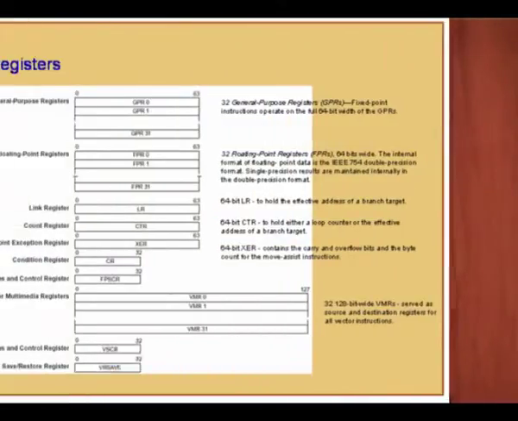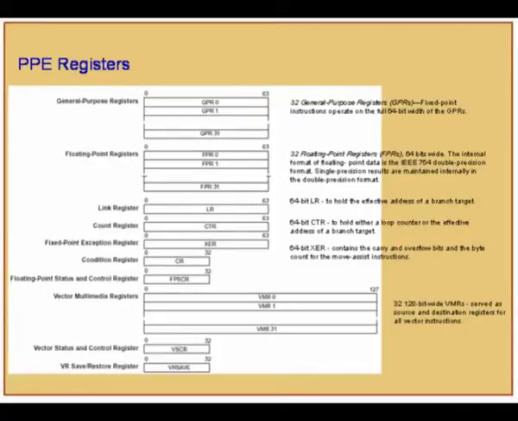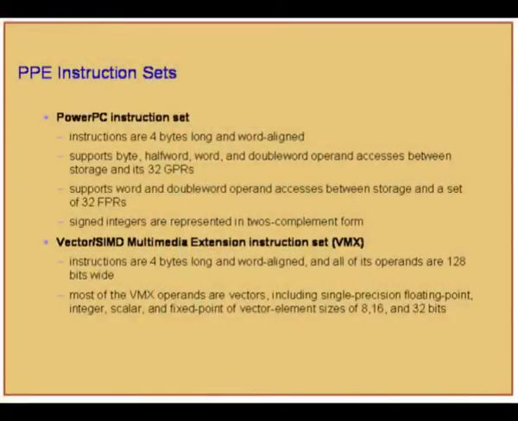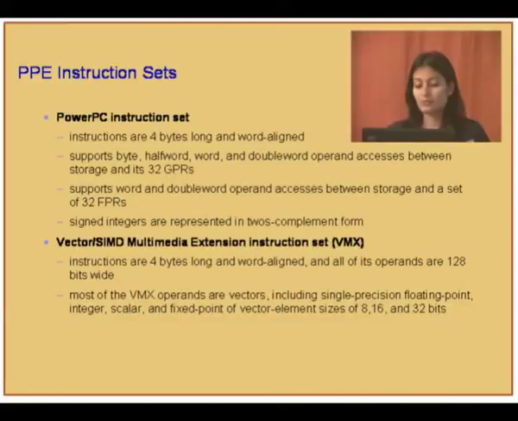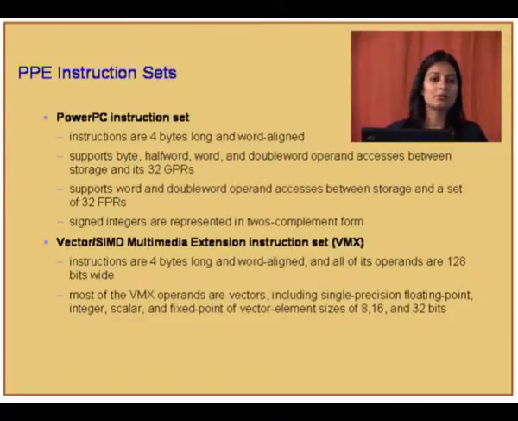And these are the registers on the PPE. There are different registers to handle floating point computations versus fixed point. There's a condition register, a typical register format like in an Intel architecture. In the PowerPC instruction set, all instructions are 4 bytes long and aligned on word boundaries. It supports byte, half word, word, and double word accesses to all the general purpose registers, and word and double word operand accesses between storage and the floating point registers. Signed integers are always represented in 2's complement form, and there is an extensive vector or multimedia instruction set.